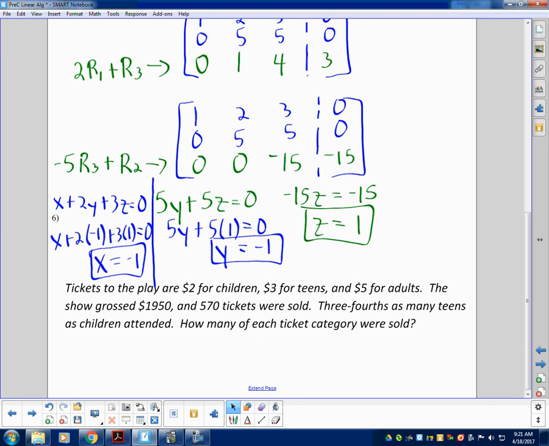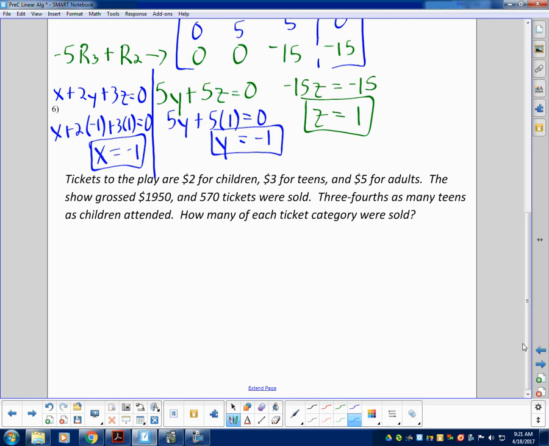Can we get 3 equations out of this, you think? Take the first sentence, right? Let's let C be children, T be teens, and A be adults. We have 2C plus 3T plus 5A equals, how many tickets were sold? Let's see, this is the dollar amount, so $1,950 goes here on the right because the 2, 3, and 5 are all dollar amounts. So this is our dollars equation. When you did systems of equations, you always had a dollars equation and then just a total amount equation.